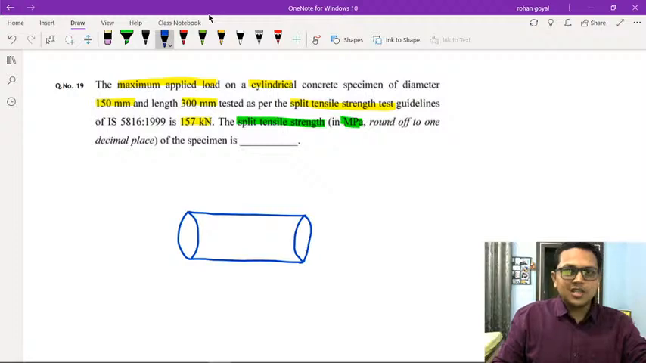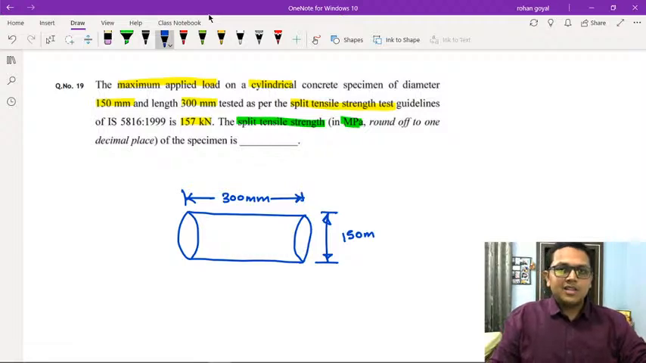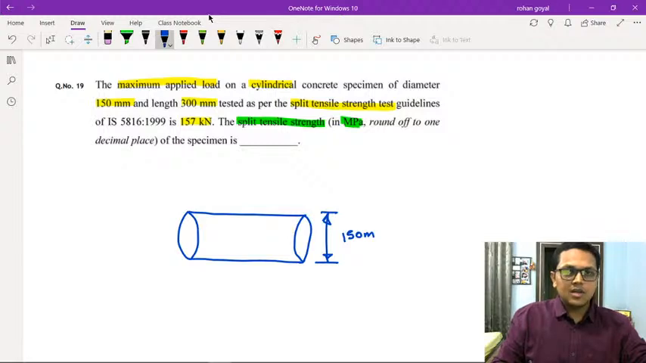So for this test, a different separate instrument is not used, the same instrument is used. So this is a cylindrical specimen of 150 mm diameter. This is the standard dimensions of the cylindrical specimen used for the split tensile strength test. 150 mm diameter and 300 mm length cylinder is used for the test. And this specimen is subjected to the split tensile strength test.